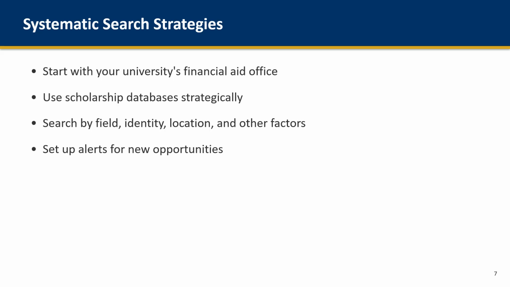Set up alerts for new opportunities. Some databases allow email alerts when new scholarships matching your profile are added. Google Alerts can notify you when scholarship opportunities in your field are announced. Proactive alerts are better than periodic manual searches.